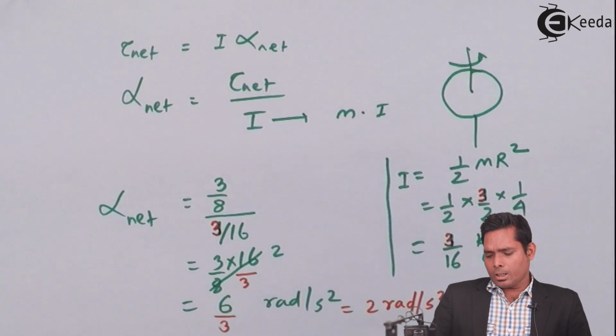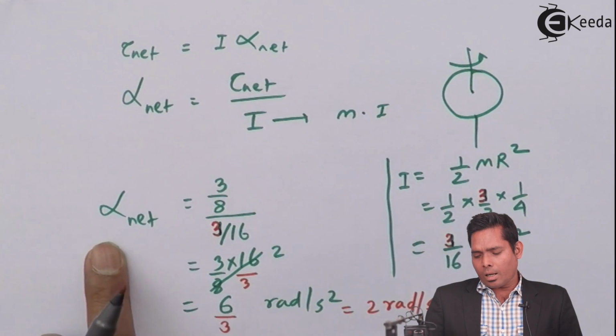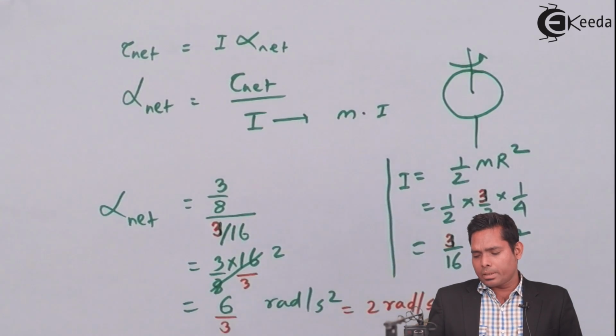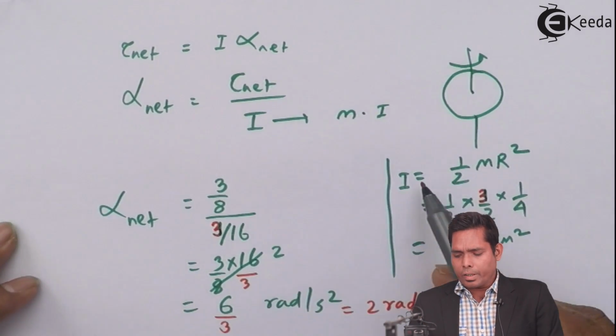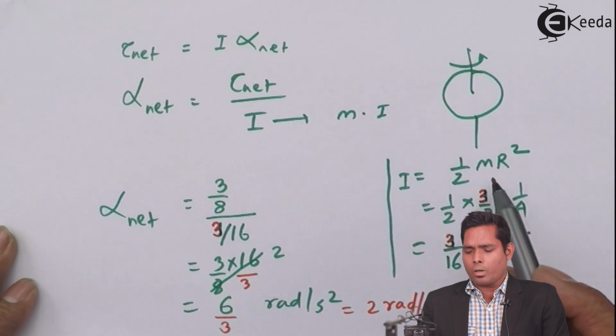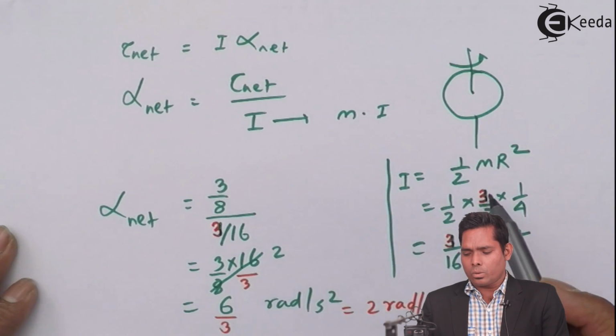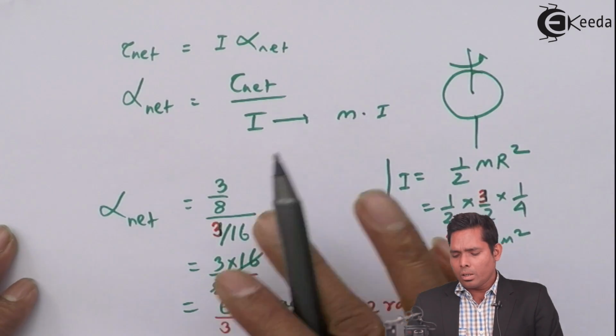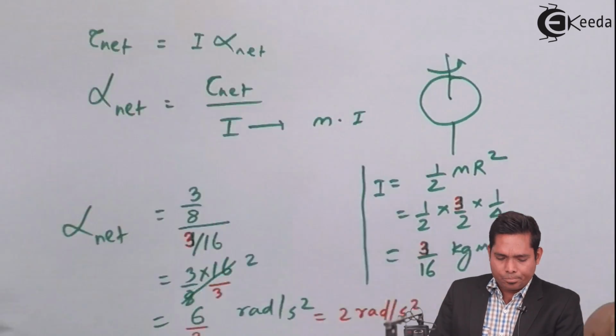So the alpha net comes out to be 2 radian per second square. We just have to substitute the value of mass as 3 by 2, which is given in the question, not 1 by 2. I firstly took 1 by 2, but it is 3 by 2. Just have to put that value. Otherwise, the method is okay.